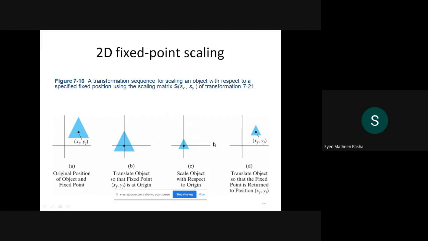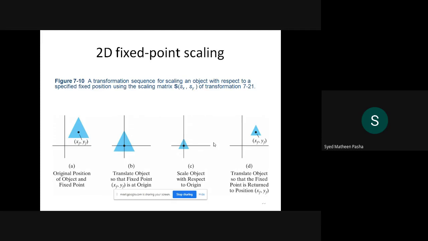Just in the previous part, that is pivot point rotation, you're taking the object and translating as well as rotating. But here you are translating, then performing scaling operations. The basic difference between pivot point rotation and fixed point scaling is that in pivot point you translate the object and then rotate the object, but in scaling you translate the object, scale the object, then again translate that particular object to the fixed point.